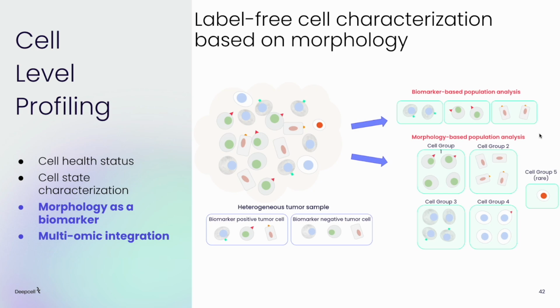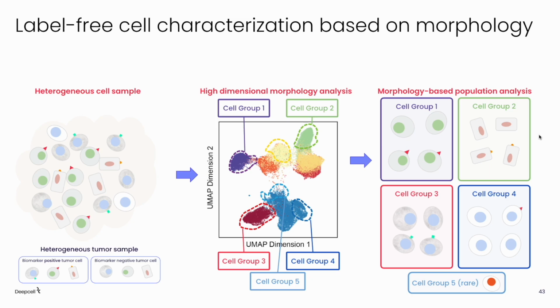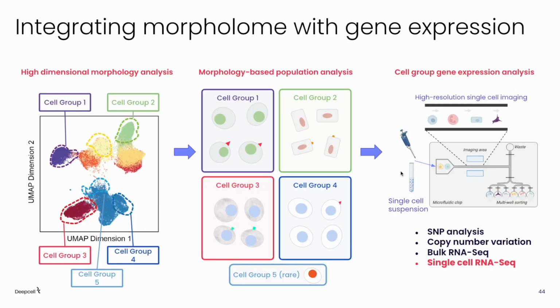In this final dataset, we'll show an example of morphology as a biomarker. Morphology can be used as the basis for population analysis of a heterogeneous tumor sample, in much the same way that we commonly use biomarkers. Here's the workflow. Using morphology analysis, multiple morphologically distinct cell groups can be identified within both the biomarker positive and the biomarker negative tumor fractions. Now, these morphological groups may correspond well with the biomarker, or in many cases, they'll offer additional information on top of the biomarker. With REM-I, we can sort each of these morphology-based cell groups. Then the cells can be subjected to molecular assays to assess the functional significance of these cell groups.